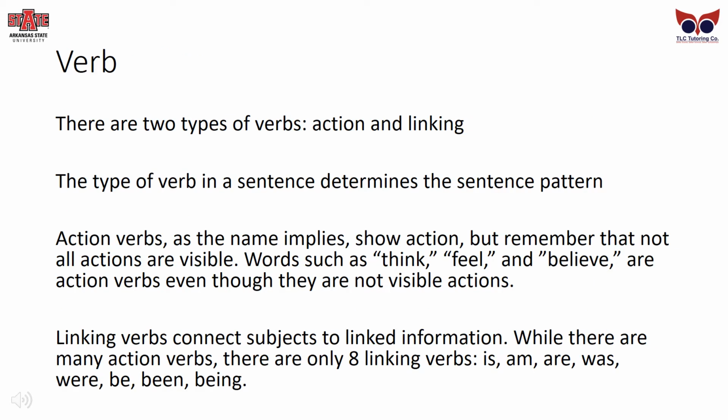Verbs. There are only two types of verbs, action and linking. The type of verb in a sentence determines the sentence pattern. Because of this, it is essential that you are able to identify the verb in a sentence. Action verbs, as the name implies, show action, but remember that not all actions are visible. Words such as think, feel, and believe are action verbs, even though they are not visible actions.